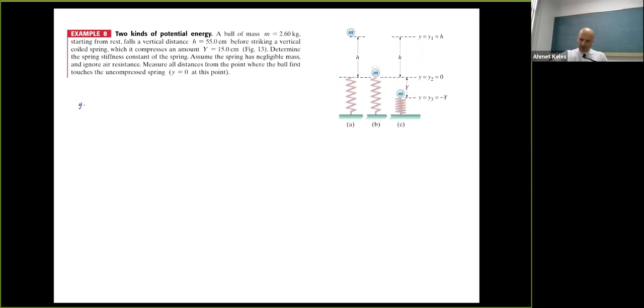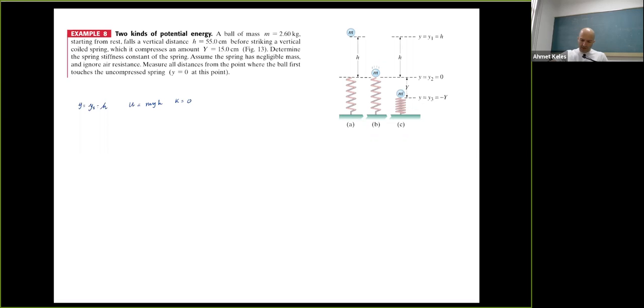First, y is equal to, let's call it y1, which is equal to h. So the problem is asking us to take the reference point to be here, measure all distances from the point where the ball first touches the uncompressed spring, y equal to 0 at this point, okay? You can do that. U is equal to mgh, K is equal to 0, right?